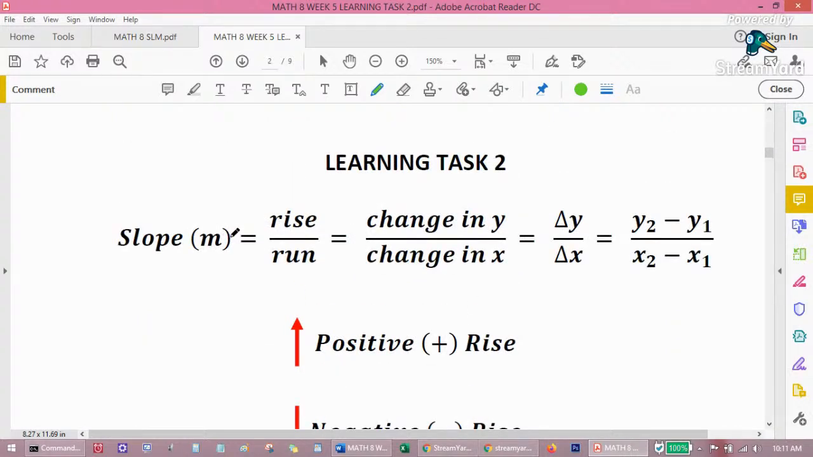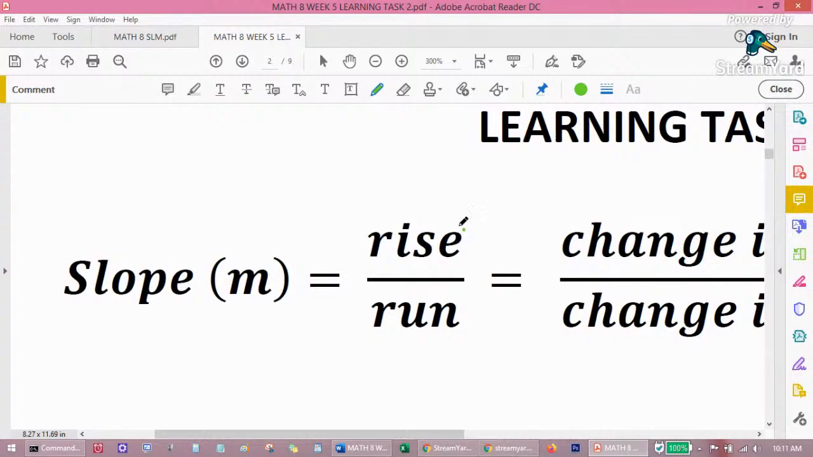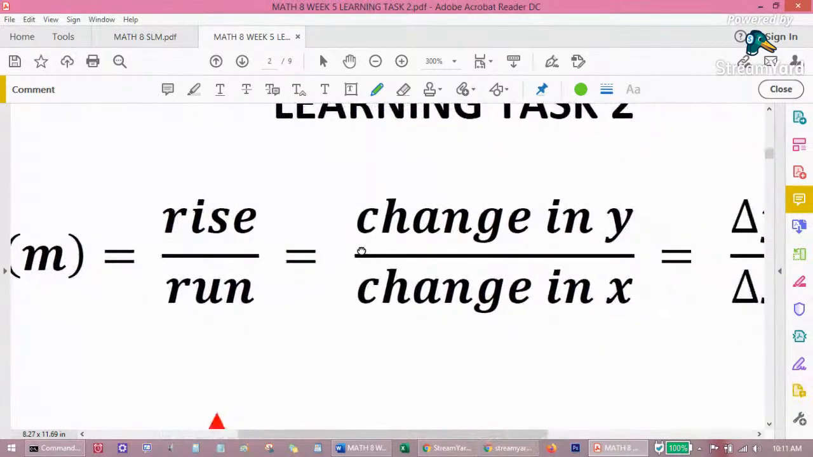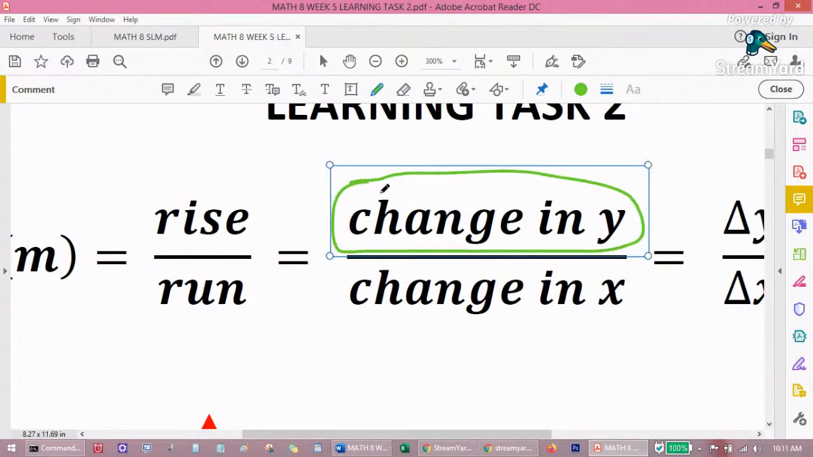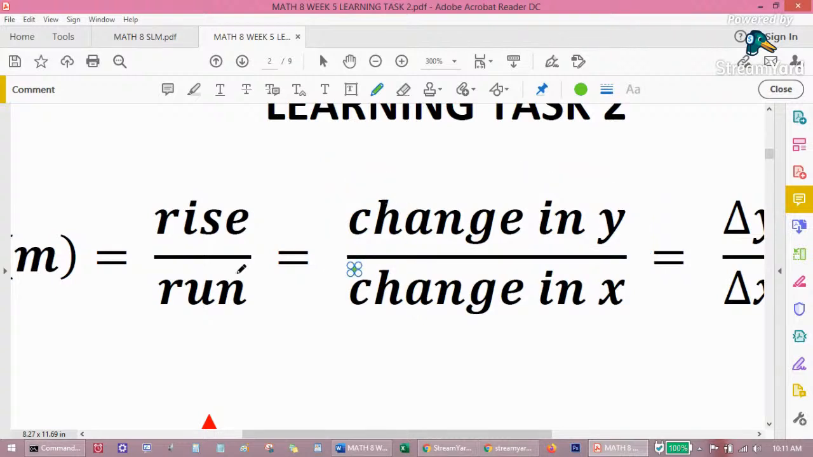So, again, the slope is the ratio of the rise over the run. So, ilan yung tinaas o binaba niya divided by kung ilan yung tinakbo niya sa kaliwa or kanan. Pwede rin nating isipin that the rise is the change in Y and the run is the change in X.